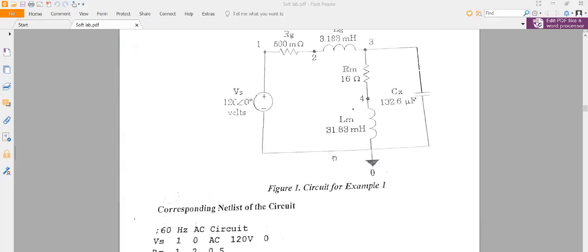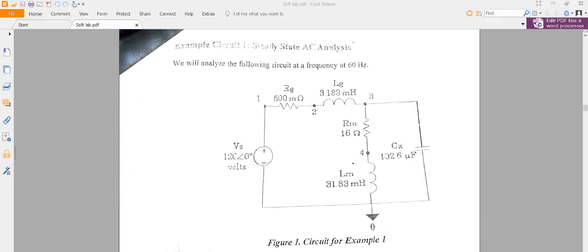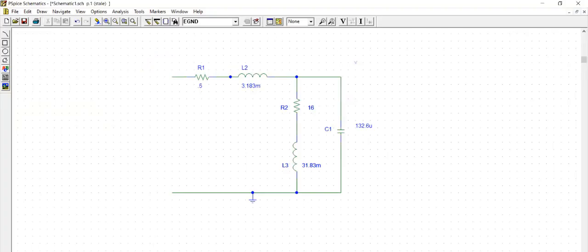In the first part, we have to do steady state AC analysis. We are given a circuit here and we have to analyze this at a frequency of 60 Hz. I have already drawn the circuit here without the source.